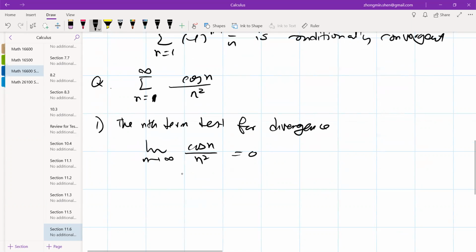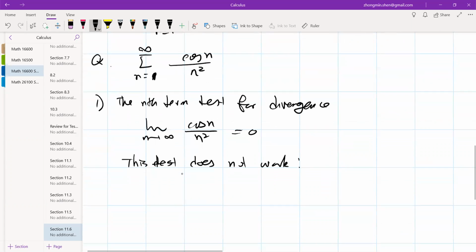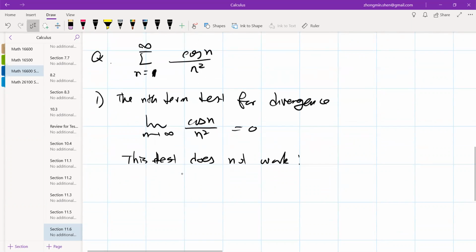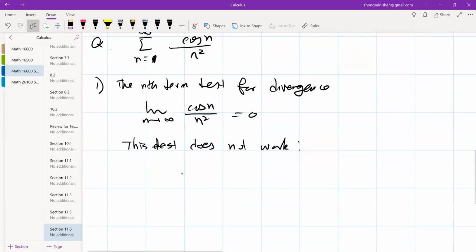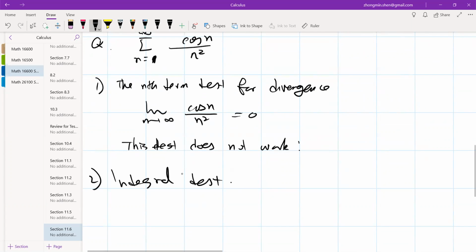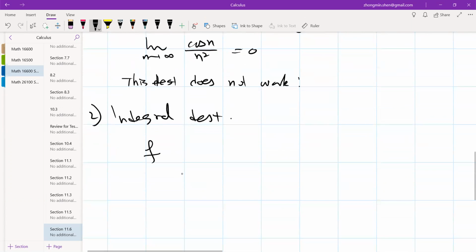So that means this test does not work here. I cannot use that to prove its divergence, because this is a necessary condition. If it's convergent, then the limit is 0. It's 0, but 0 does not mean you can conclude it's convergent. And then let's try the integral test, one by one. For the integral test, I have to look at this function.